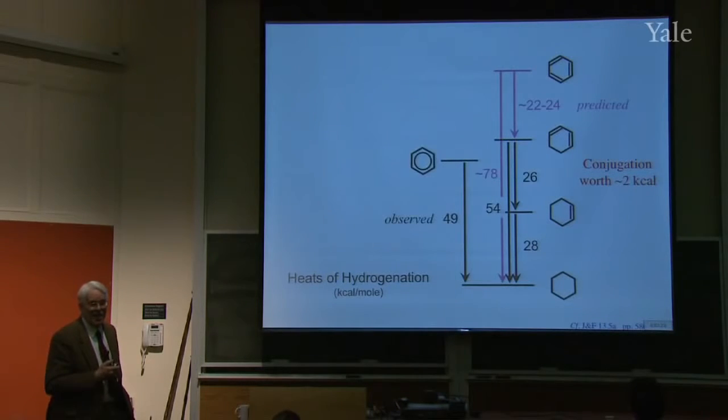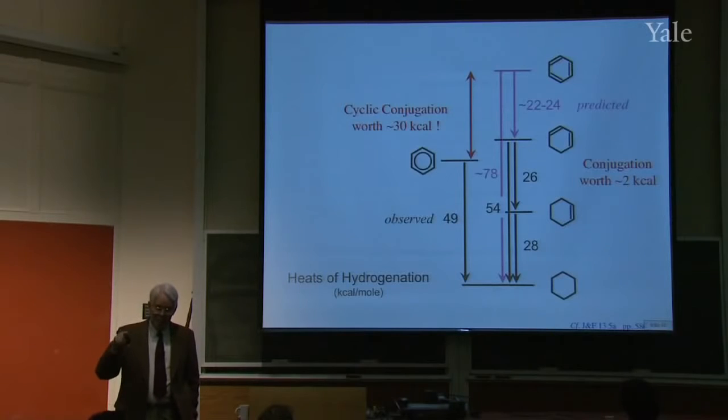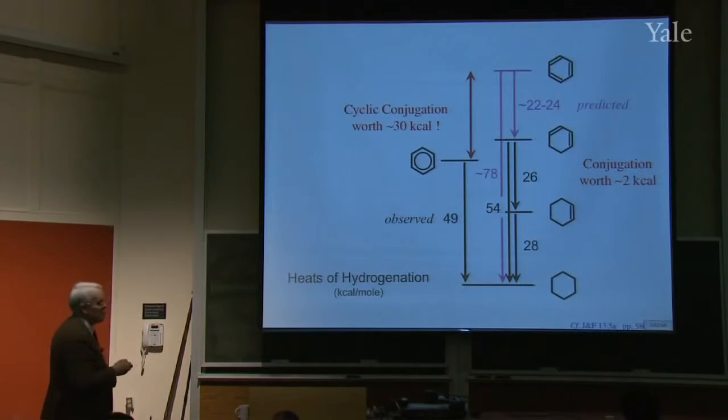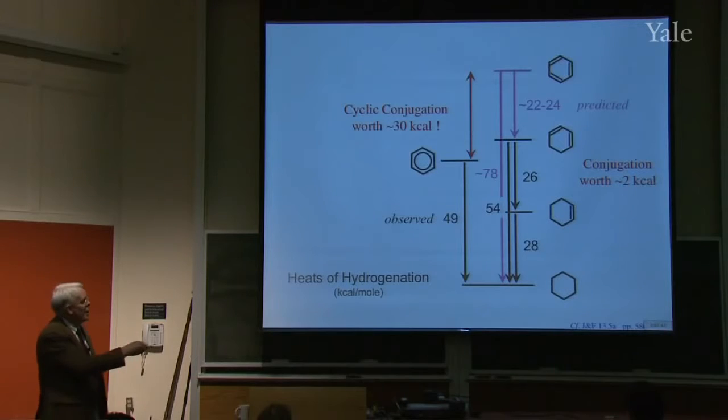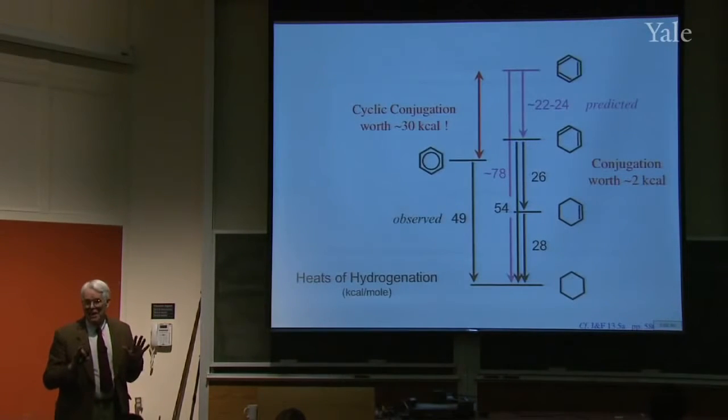49. Right? So this conjugation in a ring in benzene is really worth a lot. Not just a little bit more because you get the same thing on two ends, but a lot more. It's worth about 30 kilocalories per mole. Here we were talking about 2 kilocalories per mole. This is 30, so this is a big deal.